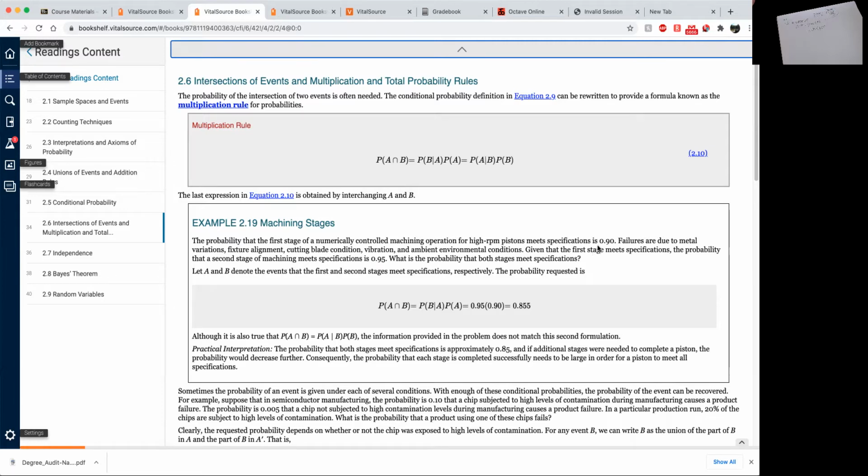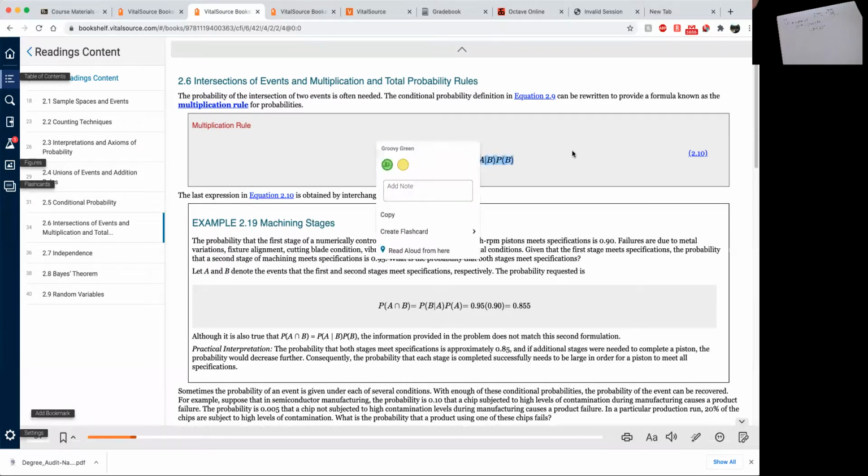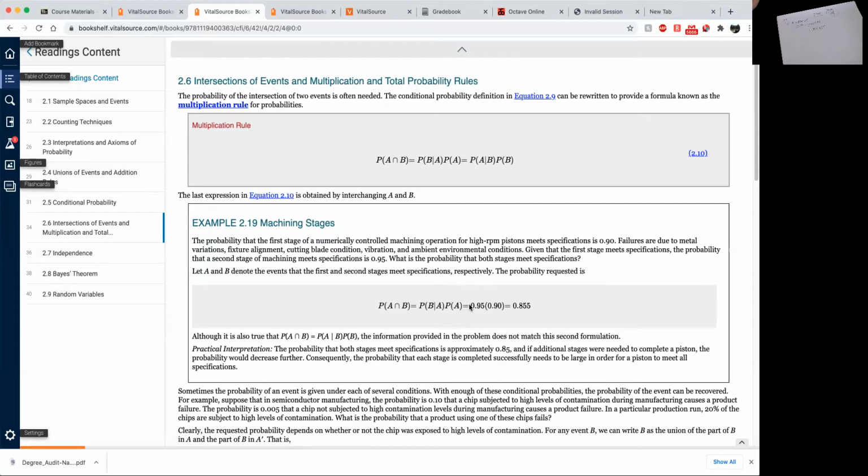And 0.9 is the probability of A. The problem asks about the probability that both stages meet the specification, that is, the probability that both events A and B occur. Then we use the multiplication rule, P of A intersection B. Since the problem gives us the conditional probability P of B given A, we can figure out P of A intersection B using the multiplication rule: 0.95 times 0.9.